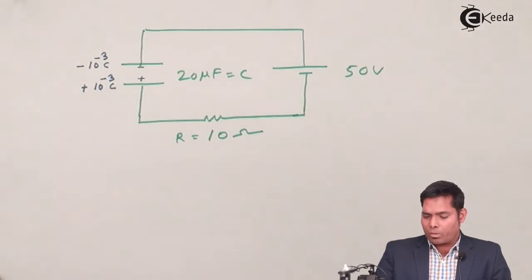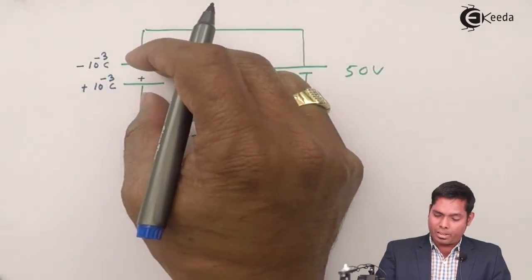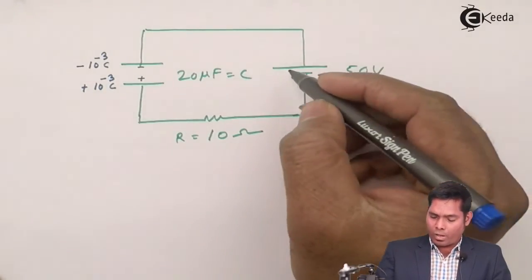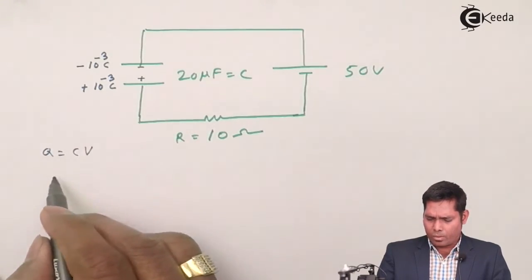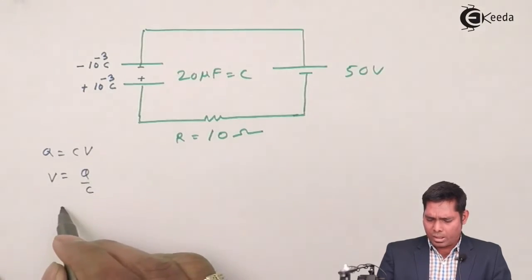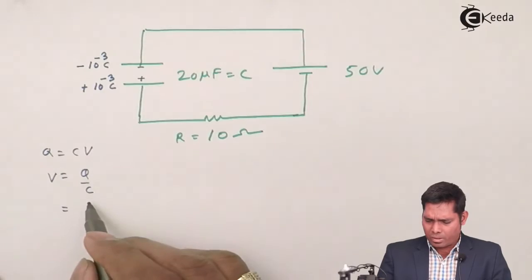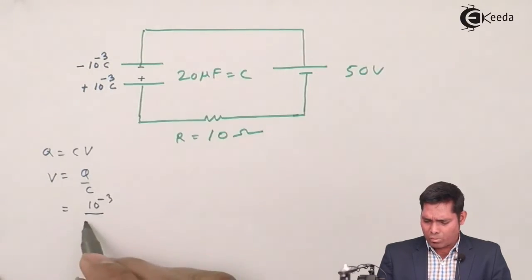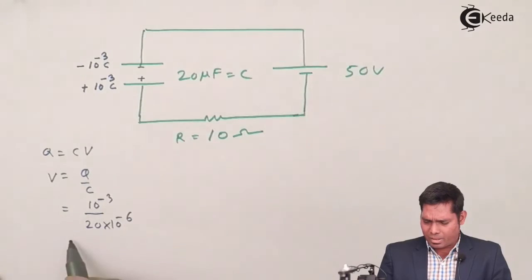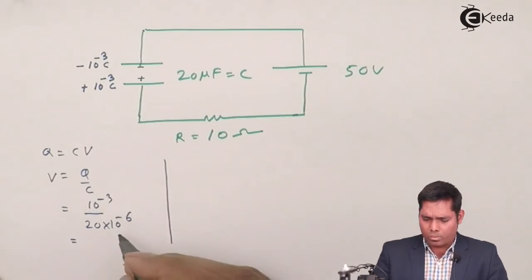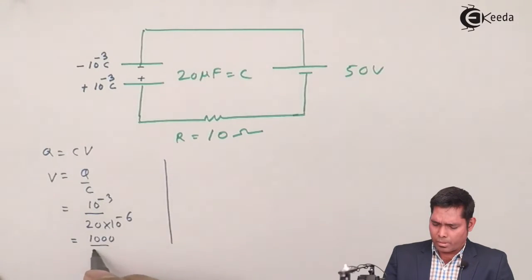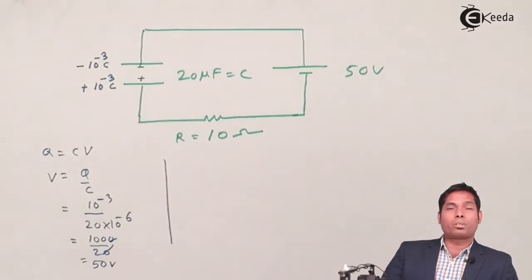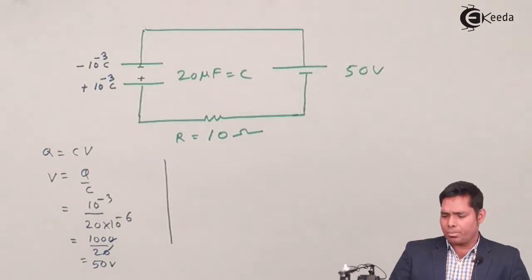But immediately it will have its own potential difference. What is the potential difference? We know that Q is CV, so V is equal to Q over C. The charge is 10 to the power minus 3 divided by C, which is 20 micro, that is minus 6, so 1000 divided by 20, which is 50 volt. So the potential difference across the plates of the capacitor is 50 volt.